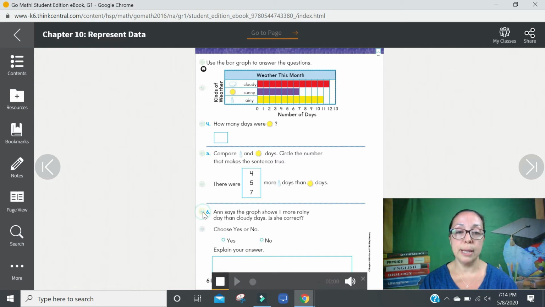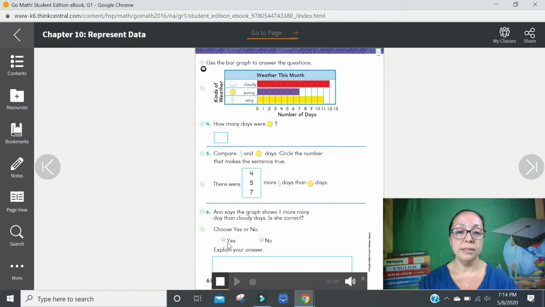Number 6. Anne says the graph shows one more rainy day than cloudy days. Is she correct? Ok, dice Anne que la gráfica enseña un día lluvioso más que los días nublado. ¿Está correcto? Sí o no. So, is there one more here than here? ¿Hay uno más aquí que acá? If you think yes, color in yes. If you think no, color in no.